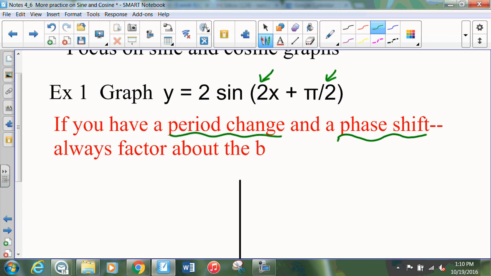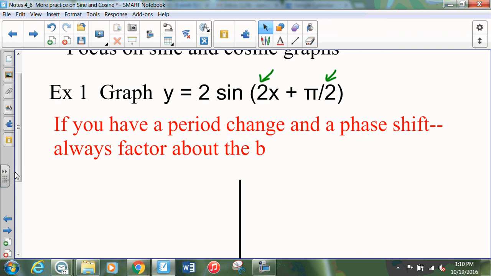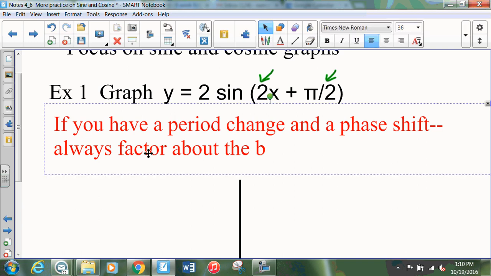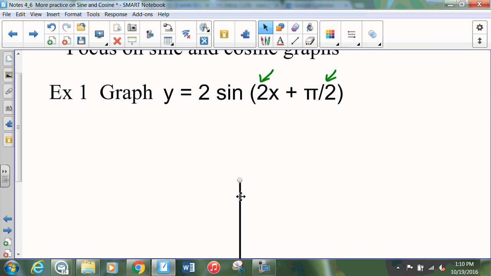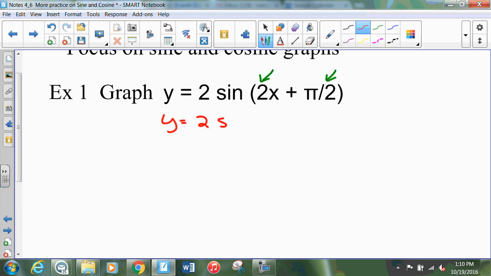We can factor. So let me go ahead and get rid of this red writing, so hold on a second. Okay, so we can delete that. I want to delete that as well. Okay, so what we can do is we can factor out the 2, and we can rewrite this as y equals 2 sine, factor out the 2, x plus pi over 4.